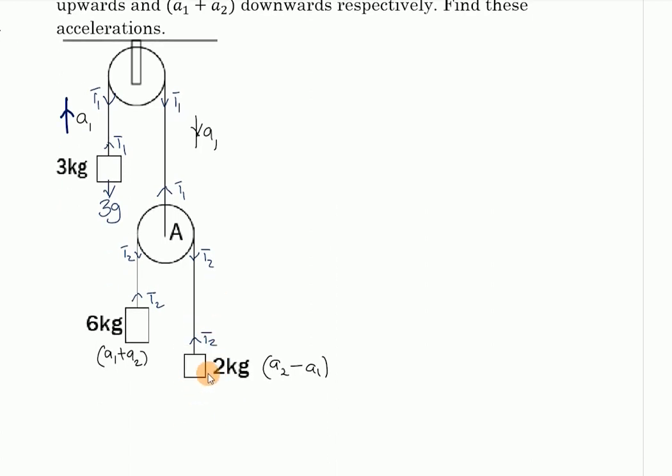And there is a weight acting downwards here, which is 2g, and there is a weight on this one also acting downwards, 6g. Not forgetting its acceleration is a1 plus a2. We shall now consider the motion of these particles. There are many things which are moving. The pulley is moving, the 6 kilogram mass is moving, the 2 kilogram body is moving.